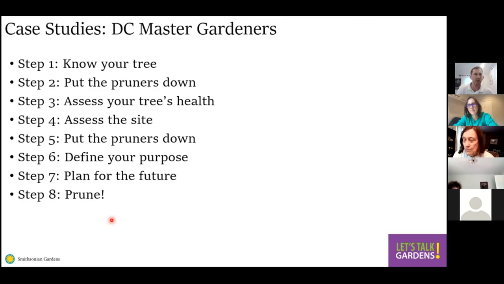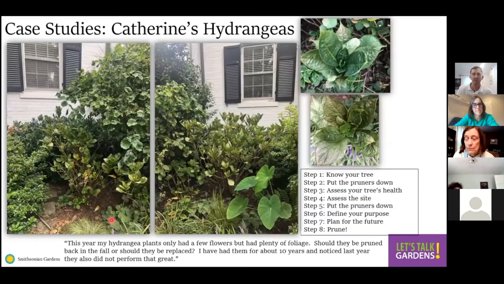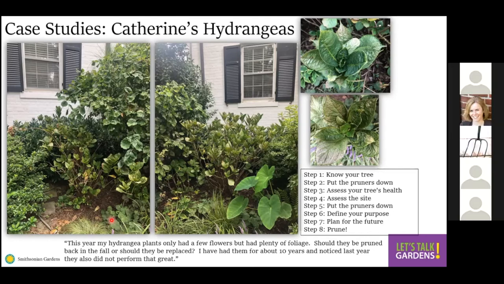So I will move to the first case study. Catherine was kind enough to share several photos of some hydrangeas that she had some questions about pruning. Is it possible that Catherine is on the call and able to unmute? Yes, can you hear me? Yes. So tell us a little bit about your hydrangeas and what your pruning question is. I've highlighted what we have in the email, but it might be helpful for the group to hear from you, and then we'll work through the pruning process on it.